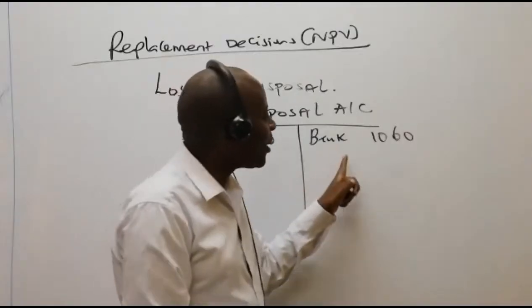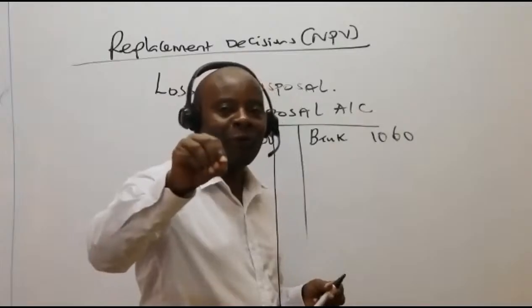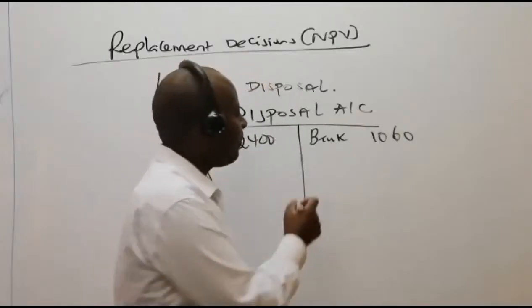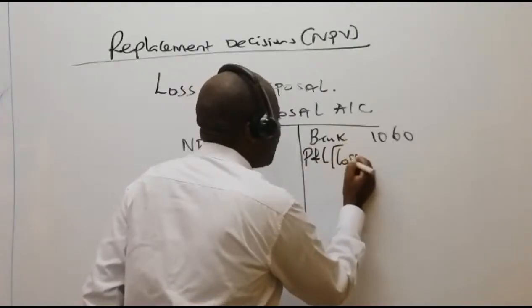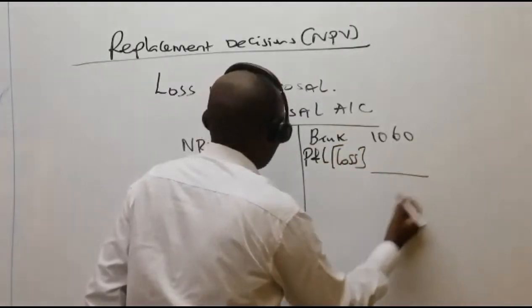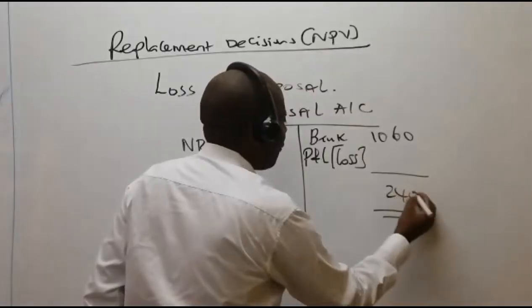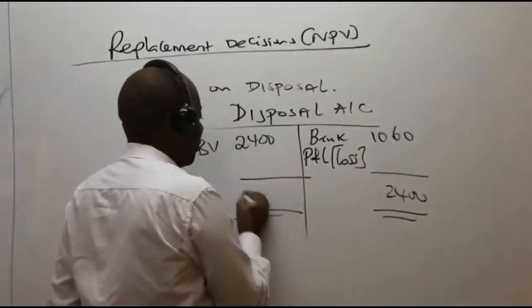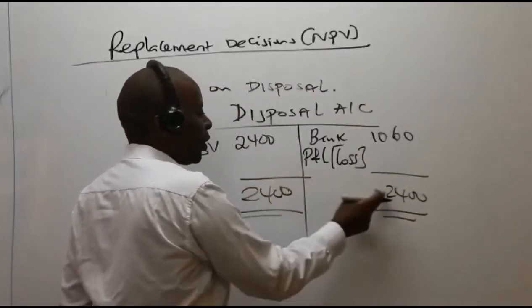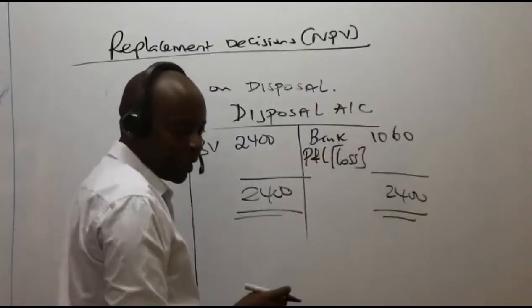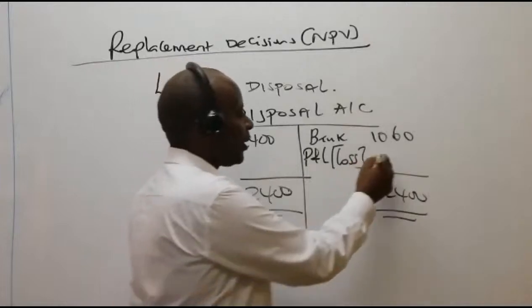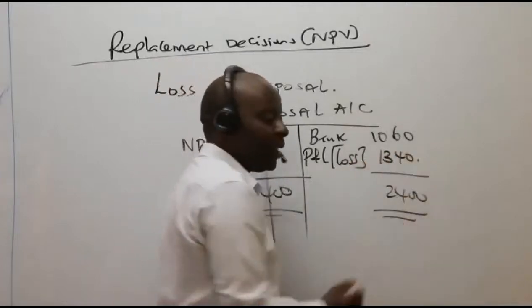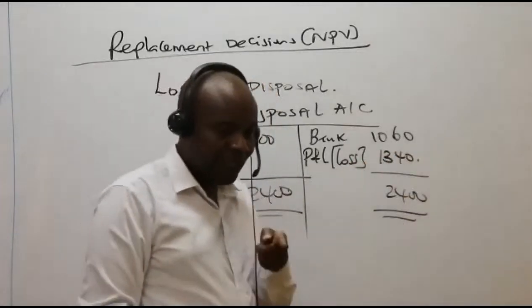That is why I'm crediting this account and then I debit my profit and loss. So I'll come and debit or credit this account here with P&L as a loss on disposal over how much here. Can somebody help us here? 2,400 is the bigger value. So what is 2,400 minus 1060? Somebody tell us the figure here. 1340. 1340.